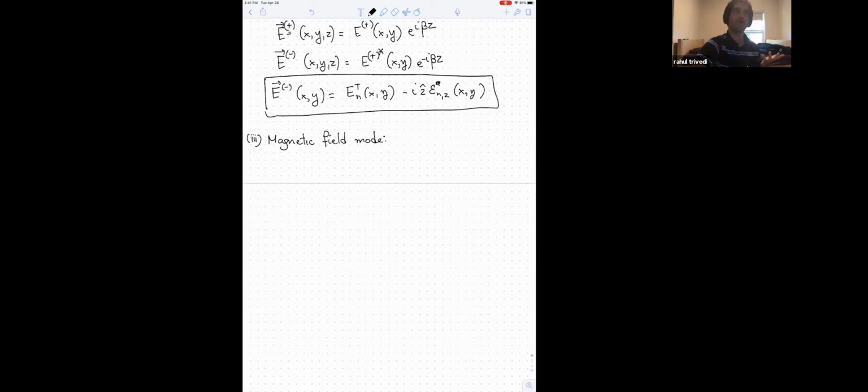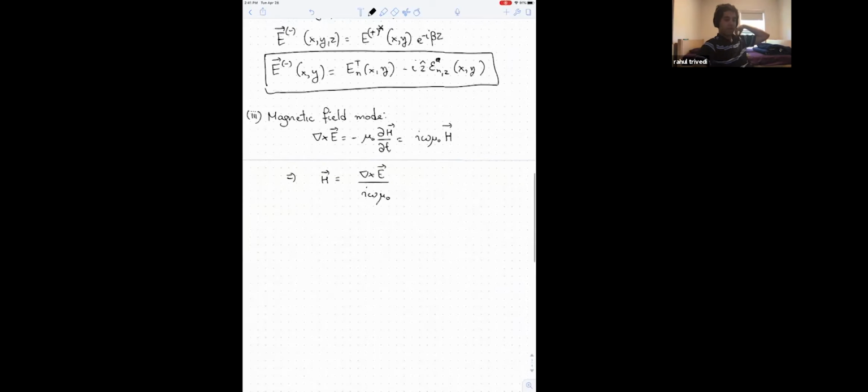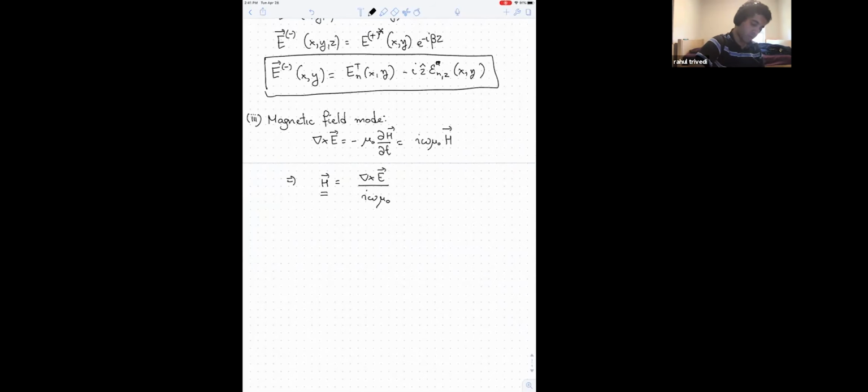Well, I can just do it from Maxwell's equation. So I know that del cross E is equal to minus mu naught del H by del t. And if I write this for frequency domain, which is what we're looking at, I just get i omega mu naught H, right? Which just tells me that H is equal to del cross E upon i omega mu naught, right? So if I want to construct the magnetic field corresponding to a mode, corresponding to E being E of x comma y exponential i beta z, all that I do is I use this equation and calculate H, right? So that is essentially all that I need to do.